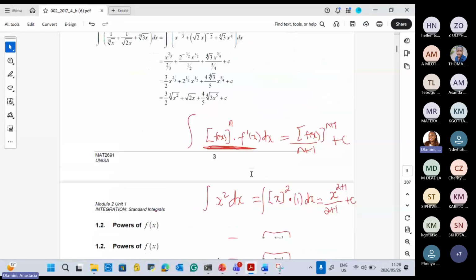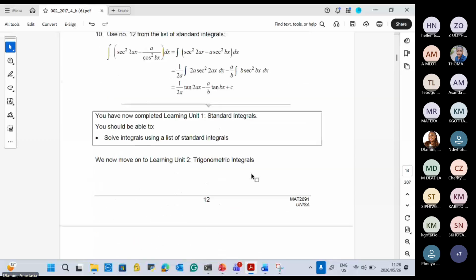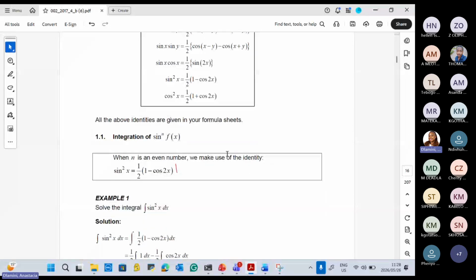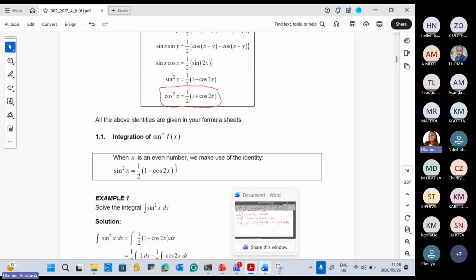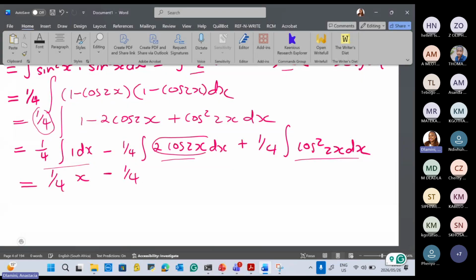Yes, ma'am, we don't. So it means that we need to use an identity to simplify our work. So which identity will help us? This one over here. Do you see that? Yes, ma'am. So then this, okay, so we have cos 2x. So this will be what? Please help me. So we said this is 1/4x minus 1/4 sine 2x, sine 2x plus 1/4 integral.